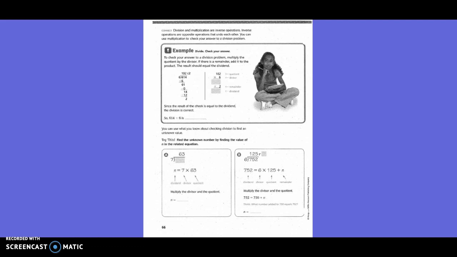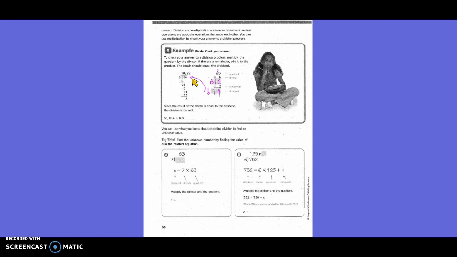So basically we did this yesterday, right? Okay. So they said you would take 102 times 6. So 6 times 2 is 12. Put my 2, carry my 1. 6 times 0 is 0 plus 1 is 1. 6 times 1 is 6. And then we have to add our remainder. So 2 plus 2 is 4. Bring down my 1, bring down my 6. So does this match this? Yes. Since the result of the check is equal to the dividend, the quotient is correct.